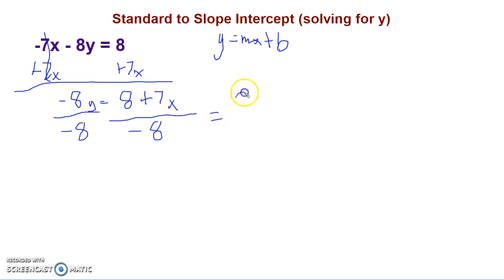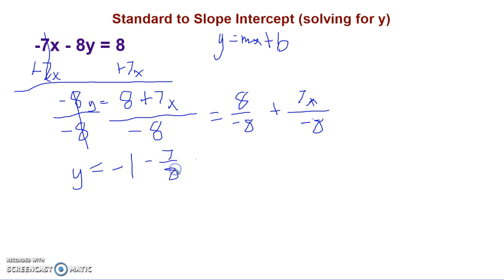Just a reminder that when we have both of these in the numerator and negative 8 in the denominator, it is the exact same thing as having 8 divided by negative 8 plus 7 times x divided by negative 8. So however you want to write it, both are right and they're both the same. So here we have y is equal to, because those cancel out, 8 divided by negative 8, which is going to be negative 1, and 7 divided by negative 8, which we can't reduce, so we're going to have 7/8 x.